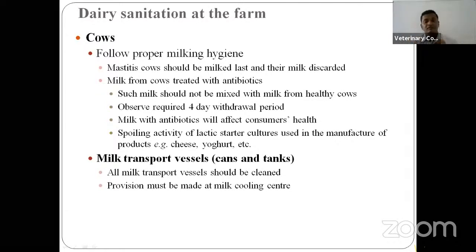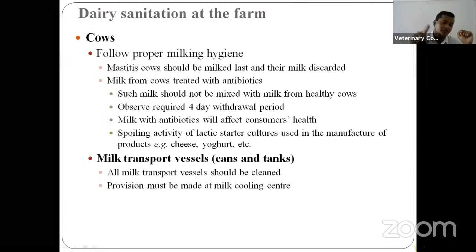Some antibiotics or anti-helminthics have zero withdrawal period, which means there are no residues at all. The entire kinetics is over within 4 hours, within 6 hours. There is no secretion into the milk at all. The drug stays in the blood itself. No secretion into the milk, then the milk is safe.